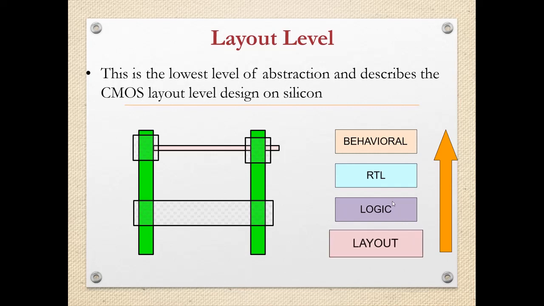We'll start with the first, that is layout. This is the lowest level of abstraction and describes the CMOS layout level design on silicon. On the silicon wafer, how the different layers are drawn, what are the different widths and lengths of those layers, what is the doping concentration, all these details are involved in this layout level abstraction. So this is the lowest level.